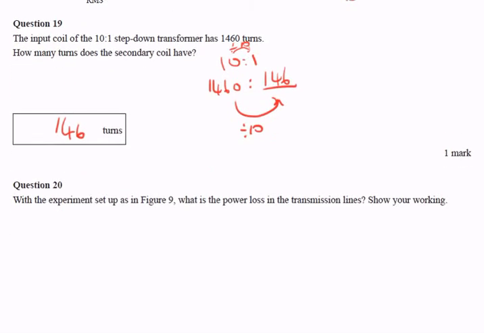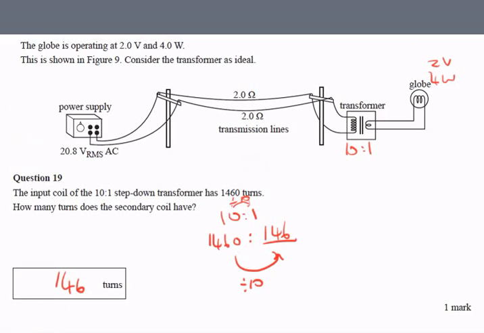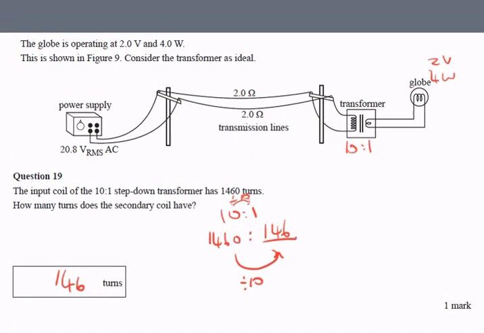Right, with the experiment set up in figure 9, what's the power loss on the transmission lines now? Show your working. Right, there's two ways we can do this. We'll put a line down the middle and we'll do one at a time. So P loss, just like we said before, equals I squared R. So we've got to work out what the current is in the power lines.